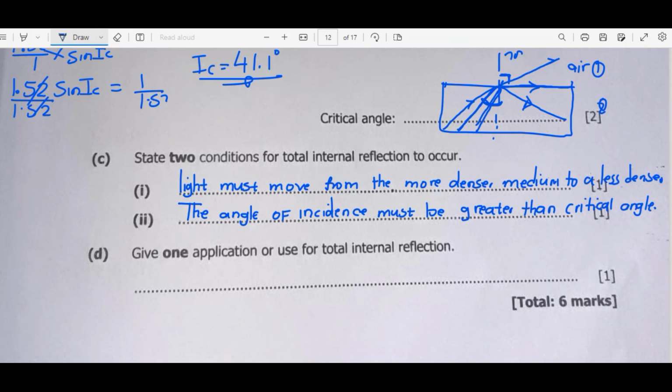Then D, give one application or use for total internal reflection. So they are used, we can say, in binoculars or periscope. So you're just looking at the instruments that we can use to view certain objects over a distance.